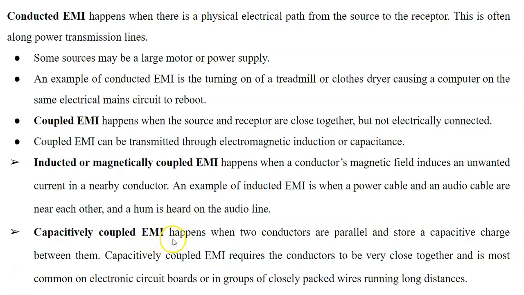Capacitively coupled EMI happens when two conductors are parallel and store a capacitive charge between them. It requires the conductors to be very close to each other and is most common on electronic circuit boards or in groups of closely packed wires running long distances.